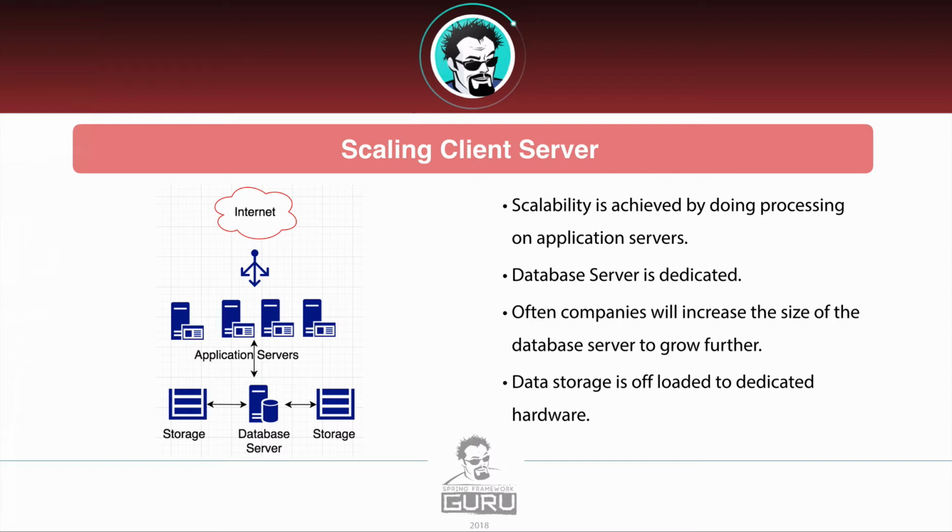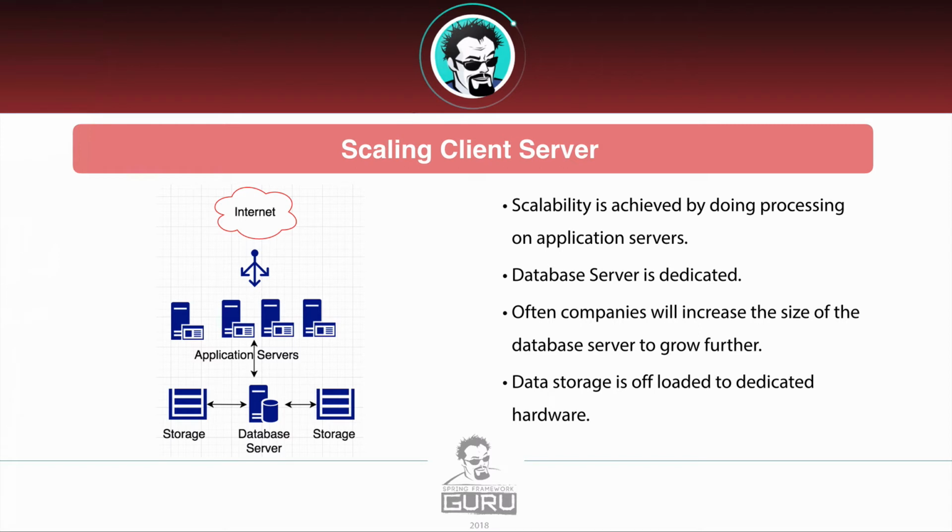So you'd have a small server farm of application servers, and then you'd have a dedicated database server. And sometimes that database server can get quite large. And often as you scaled it up, you would actually take the storage and dedicate that to, call it NAS, Network Attached Storage. And so you'd offload all the I/O management to dedicated hardware. So this is a very, very scalable architecture.